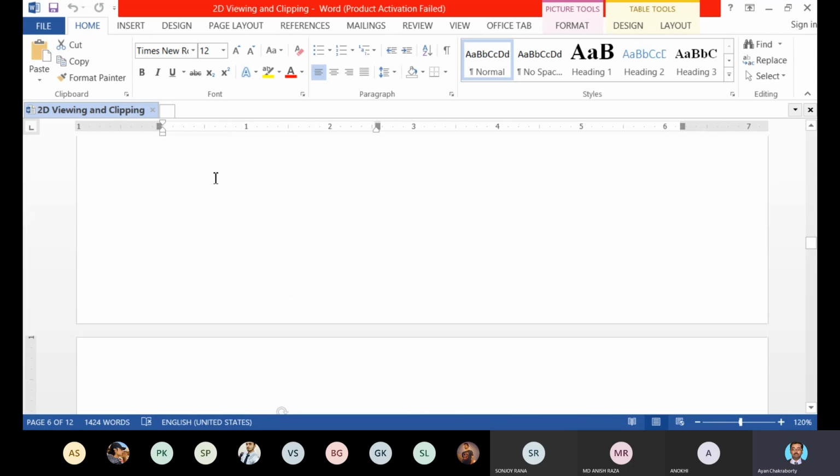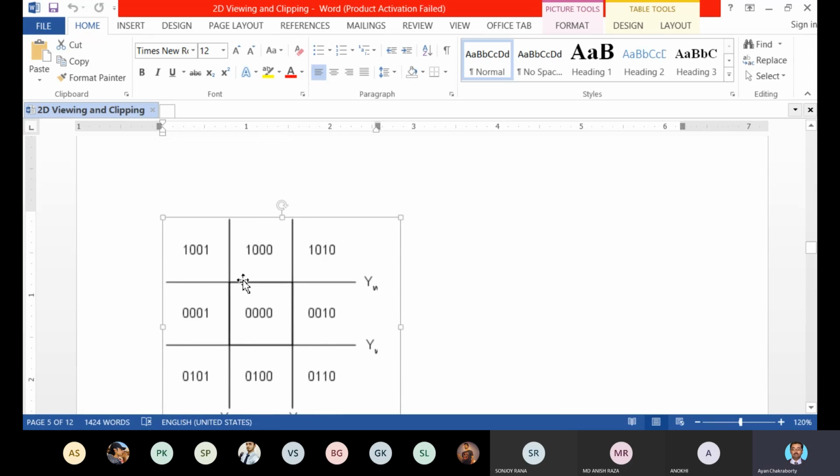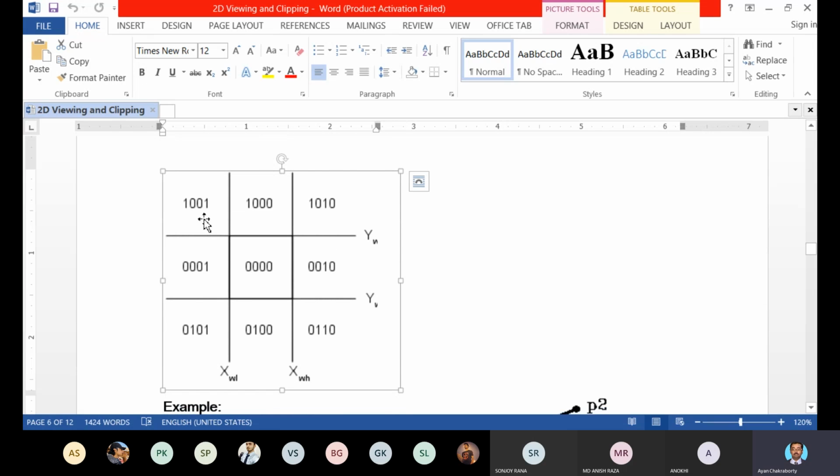Now let's see the third bit. The third bit will be 1 if we are below the window. So let's see. For northwest, we are not in the below position of the window. Rather, we are at the above position of the window. So the third bit is 0.